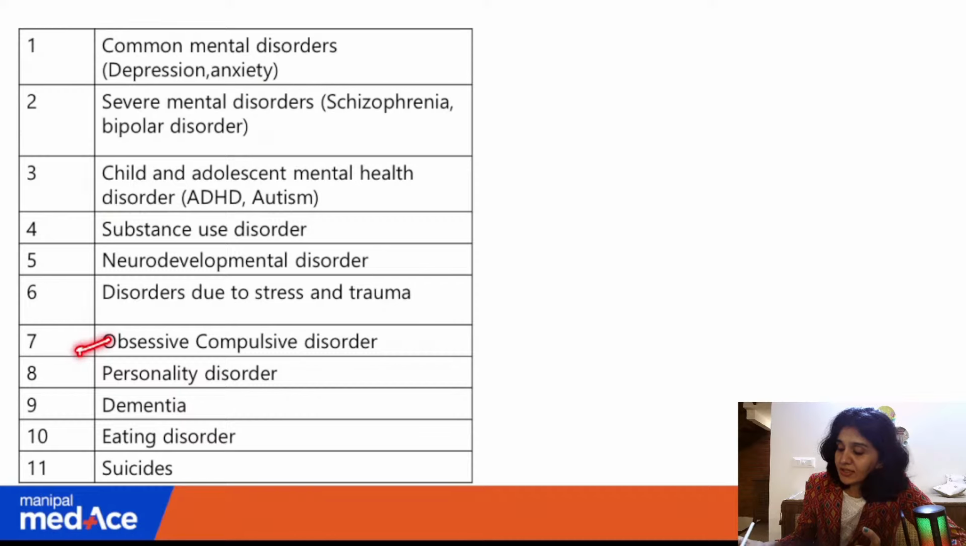OCD is here, the 7th one. Okay, OCD is also there. Of course, they've covered OCD also, but compared to the first 3 options, it is given less importance. So what are the other disorders? Substance use disorder, neurodevelopmental disorder, disorders due to stress and trauma, OCD, personality disorder, dementia, eating disorder, and suicides. So all of these diseases are given importance under mental health action plan.